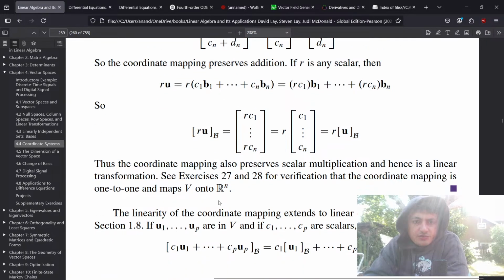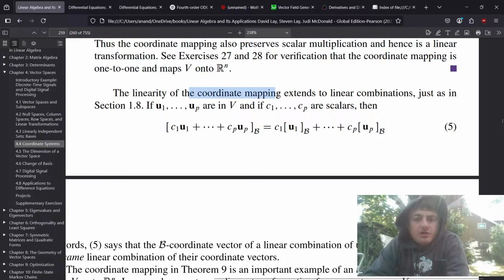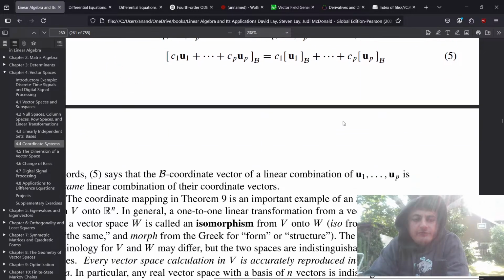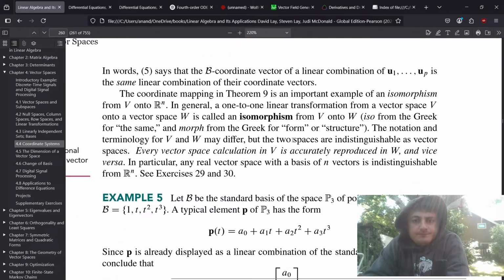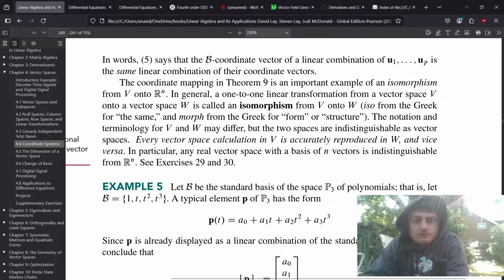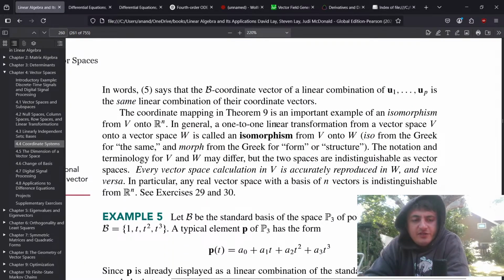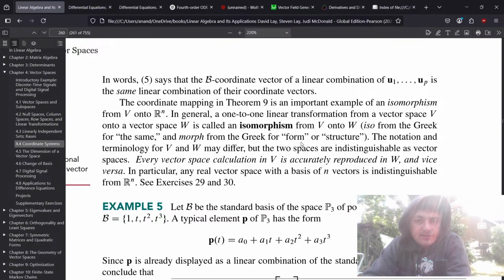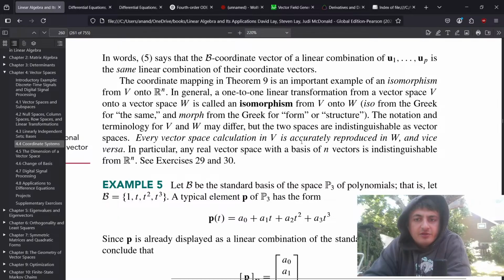Okay, so they show that the coordinate mapping is a linear transformation. The linearity of the coordinate mapping extends to linear combinations. Okay, yeah, that's obvious. The coordinate mapping in Theorem 9 is an important example of an isomorphism from V onto Rn. In general, a one-to-one linear transformation from a vector space V onto a vector space W is called an isomorphism from V onto W.